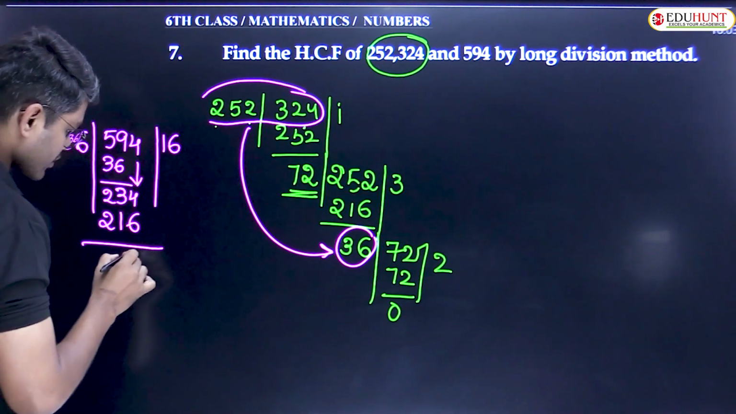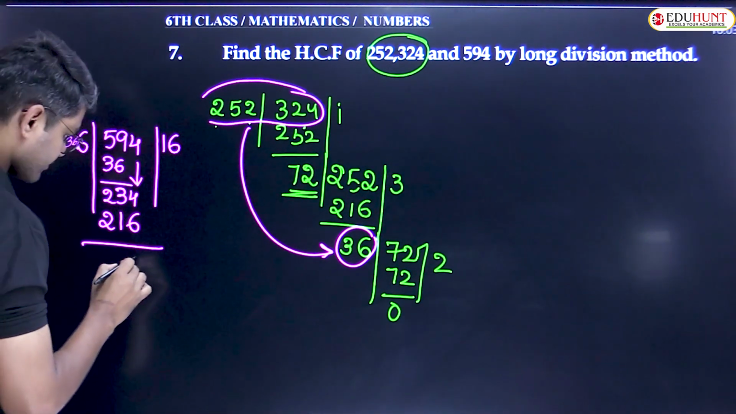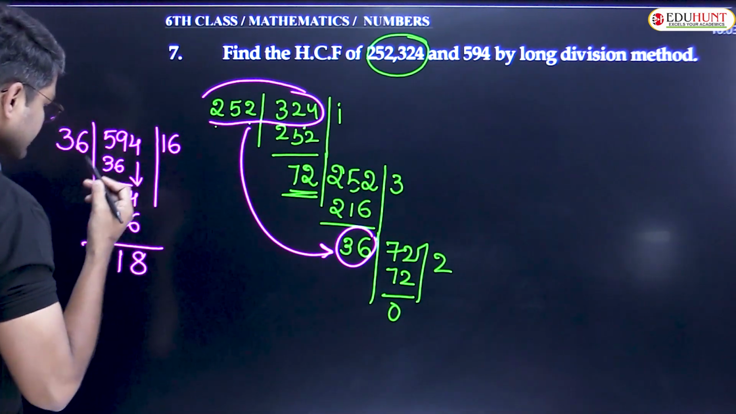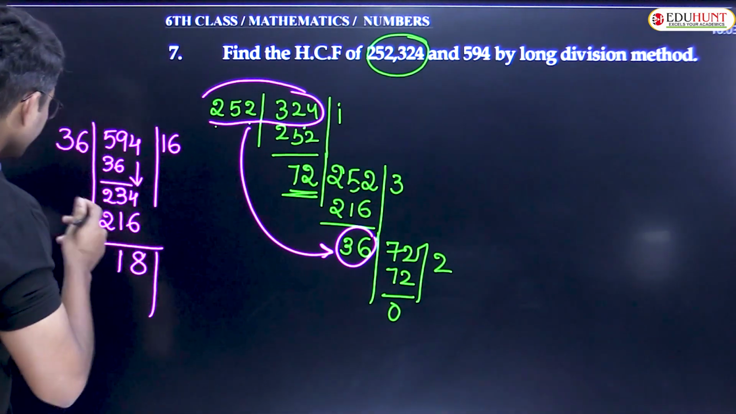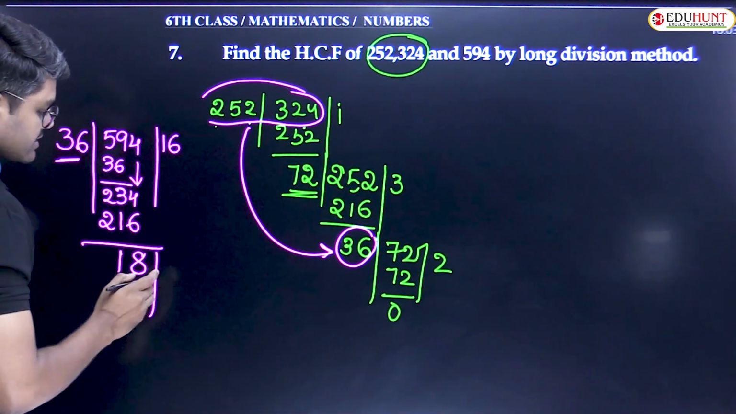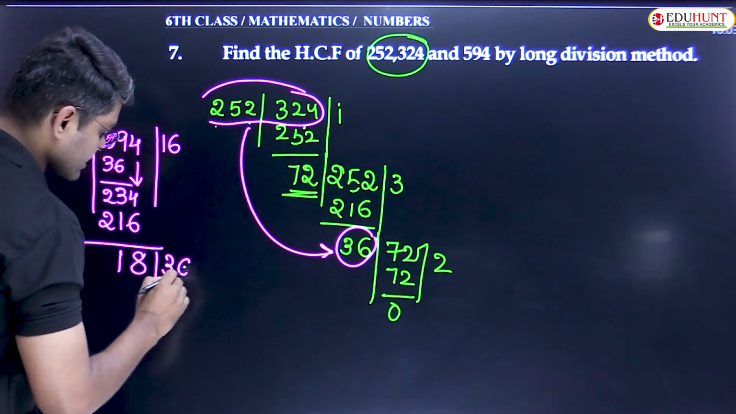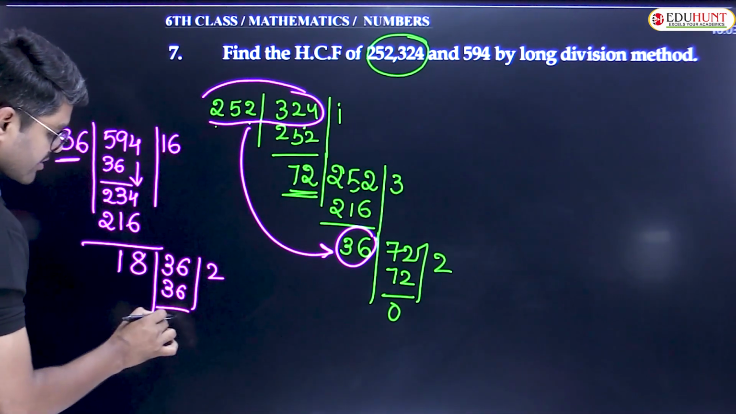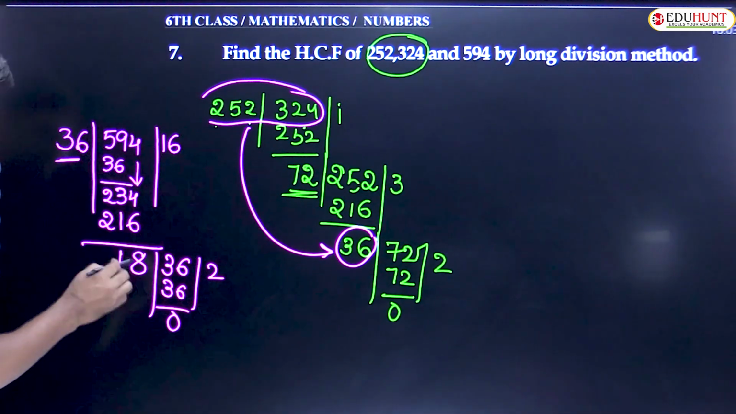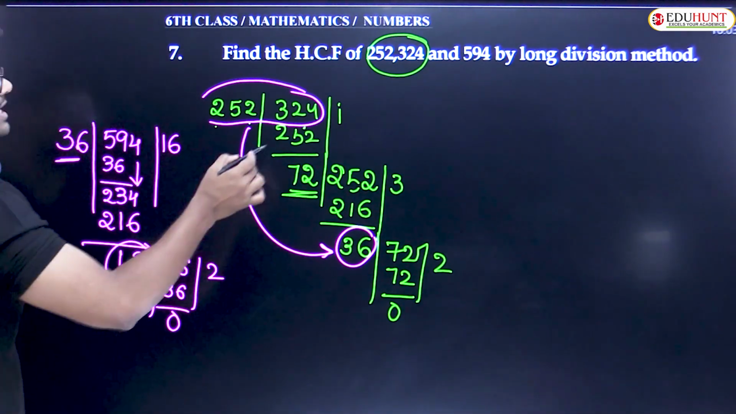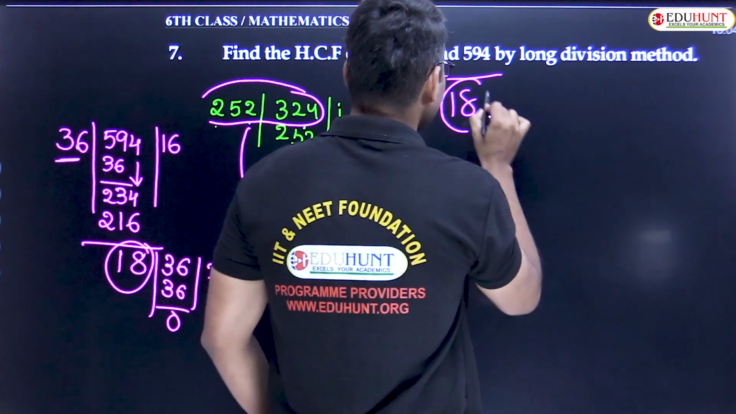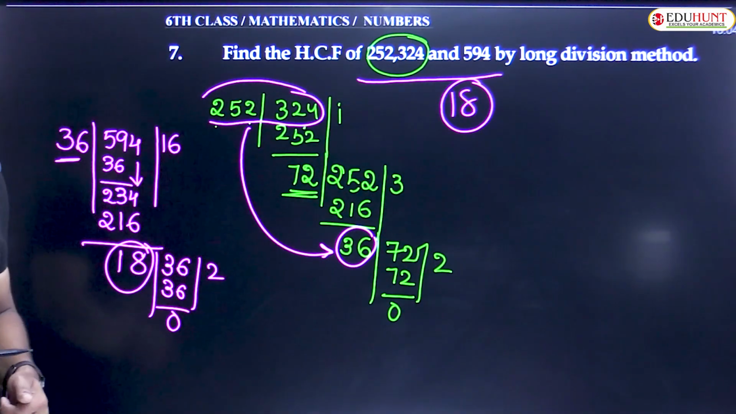Remainder is 18. Now divide this 36 by this 18. 18 2s 36. Remainder is 0. Therefore this 18 is the HCF of all these three numbers. Okay, right. Let's see the next example.